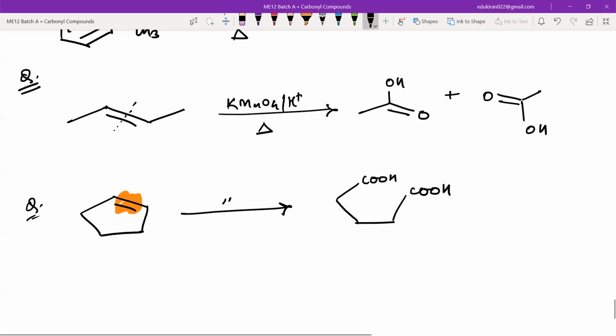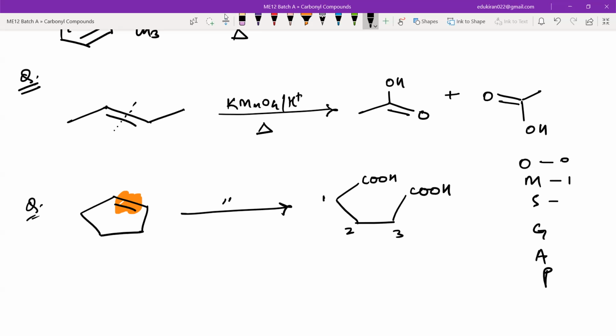And how many carbons are there? Please count: 0 carbon, 1 carbon, 2 carbons, 3 carbons, right? So what is this? Glutaric acid. This is cyclopentene, and from cyclopentene, what are you getting? Glutaric acid.